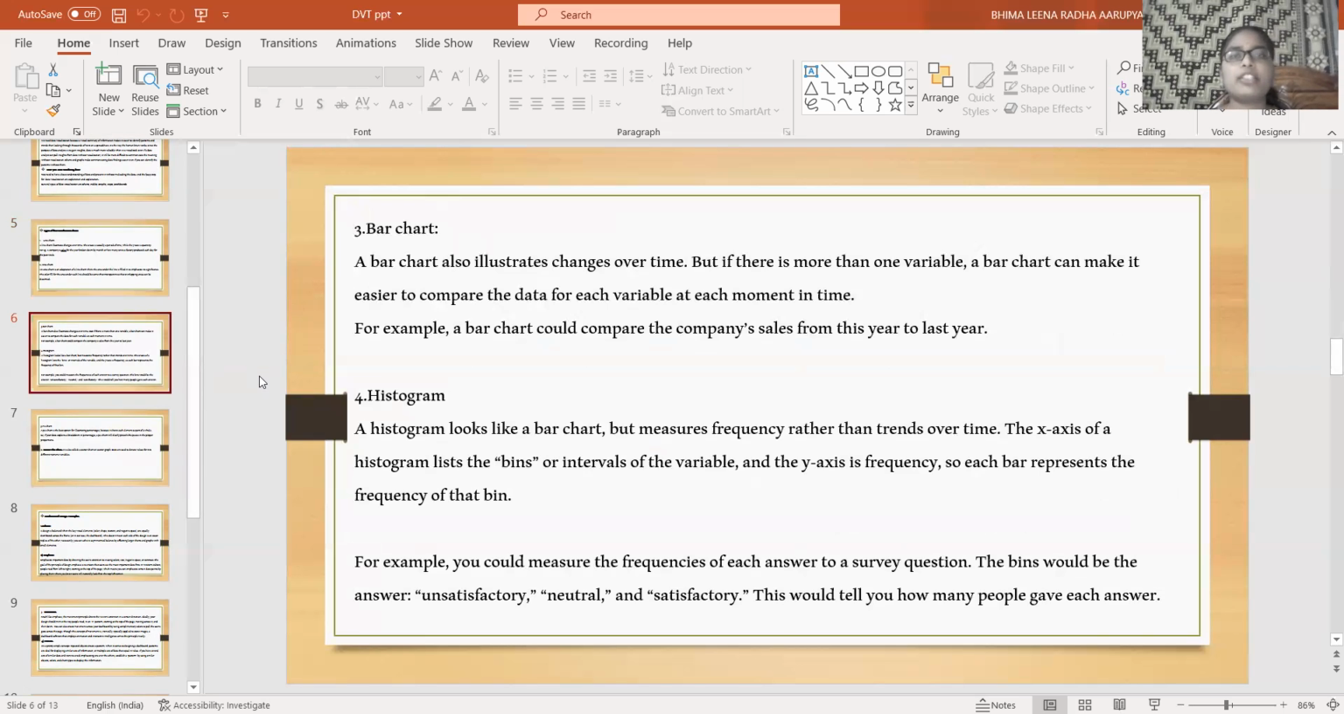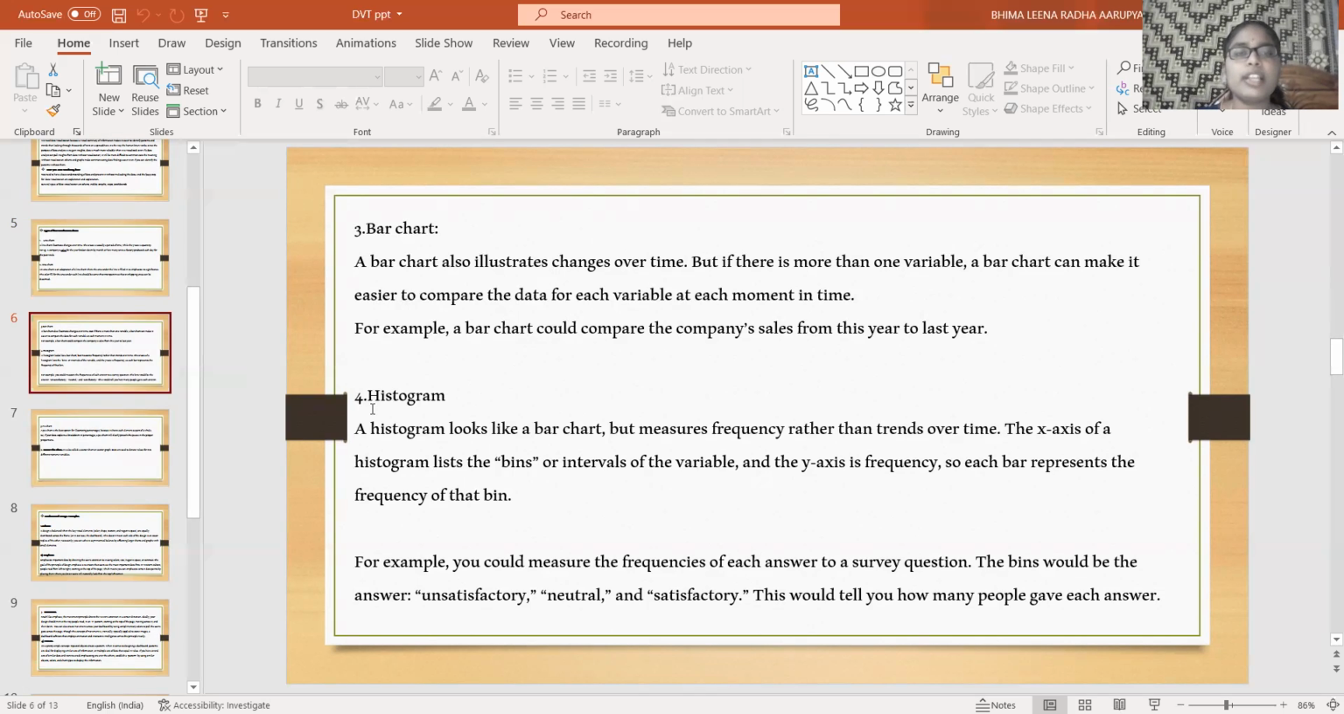And the third one is the bar chart. We are much aware of this bar chart also, right? Since we were children, we used to draw bar charts and line charts, all those, right? A bar chart also illustrates changes over time. But if there is more than one variable, a bar chart can make it easier to compare the data for each variable at each moment in time. Yes, if there is more than one, then the bar chart comes into the picture. For example, a bar chart could compare the company's sales from this year to the last year.